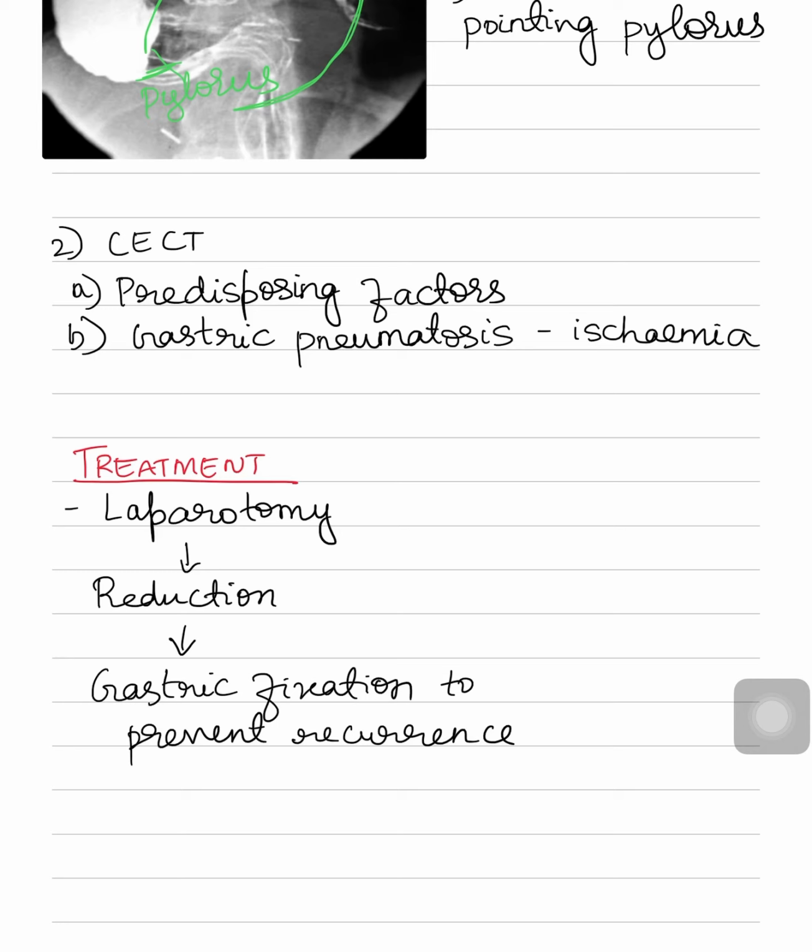Coming to the treatment, the patient should undergo immediate resuscitation followed by laparotomy. In the laparotomy you should first reduce the gastric volvulus. The main surgical principle is to reduce the volvulus and fix it. If it is gangrenous, then the patient might need gastrectomy, depending upon how much of the stomach is involved. It can be total or subtotal gastrectomy. And if the stomach is still viable, as you have operated at an early stage, then gastric fixation to prevent recurrence.